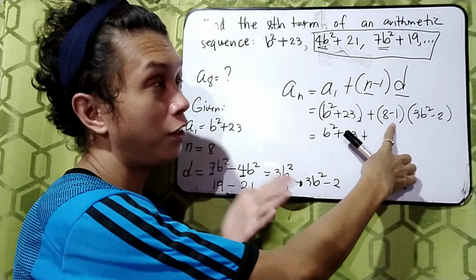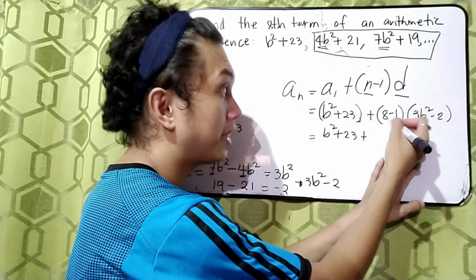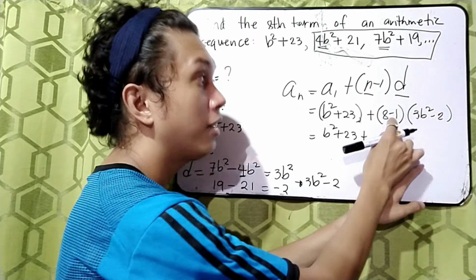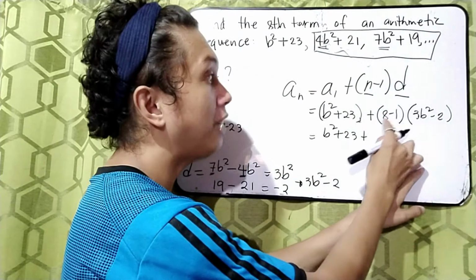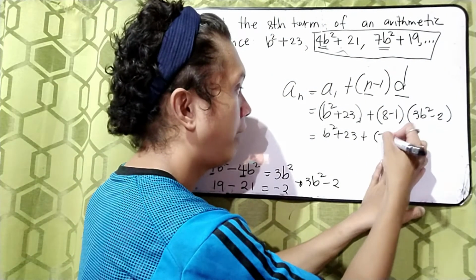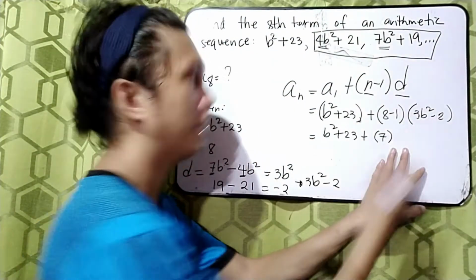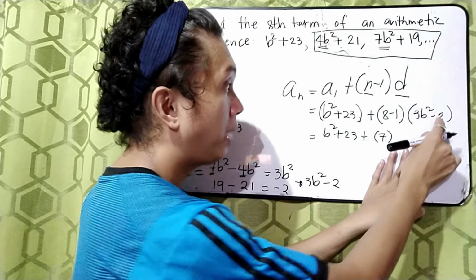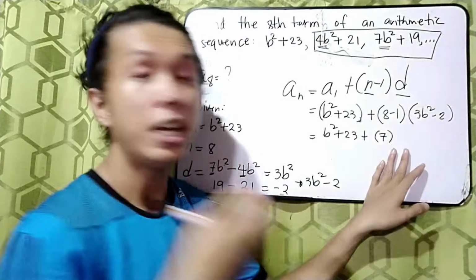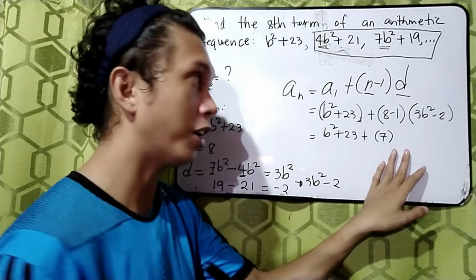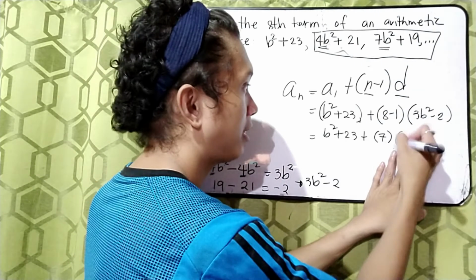If you try to follow PEMDAS, parentheses first, since these are numbers inside the parentheses and it has no letters in it, then we can perform the operation. So 8 minus 1 is 7. Let's still have the parentheses because it has another entity beside it, and that is 3b squared minus 2. Since 3b squared minus 2 cannot be simplified because 2 doesn't have b squared or any variable which is similar to 3b squared, then we will just copy it.